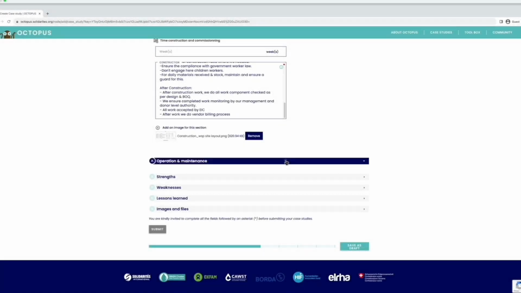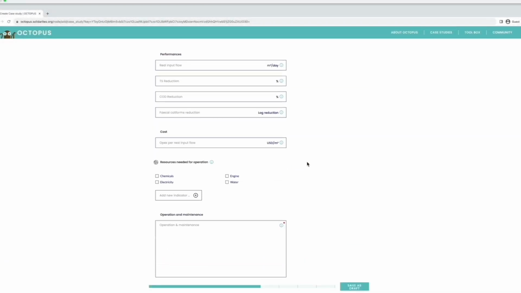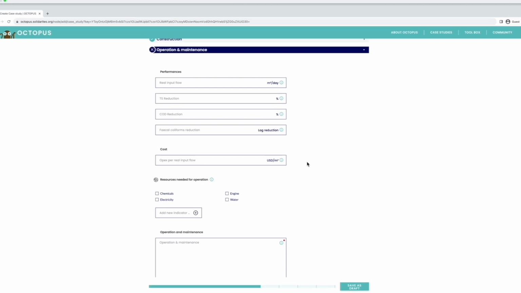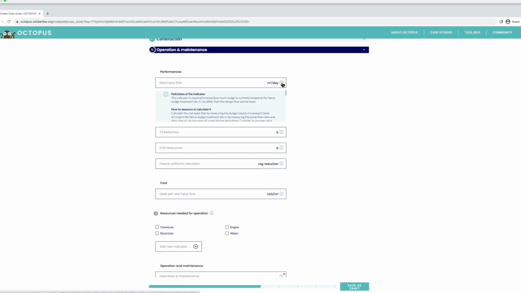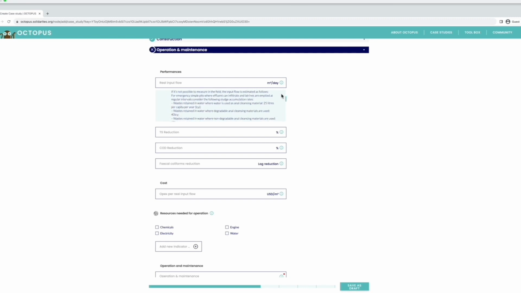Next is the operation and maintenance section. Here, we first input the actual realized input flow of fecal sludge to the plant, expressed in cubic meters per day. It is important to recognize this parameter as it is an indicator of the quantity of sludge currently treated at the plant. It can be calculated by measuring the sludge volume in transport tanks brought to the treatment site, or by measuring the pump flow rates and duration of usage during desludging.